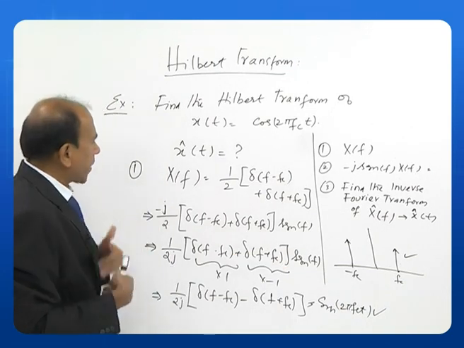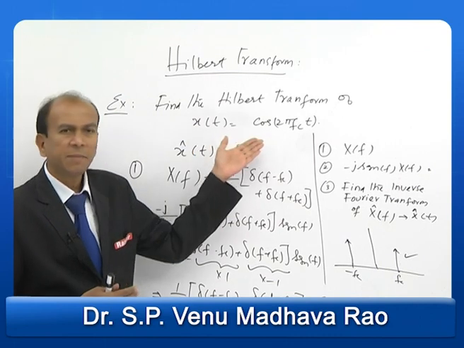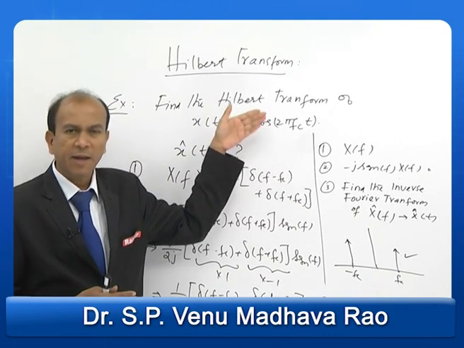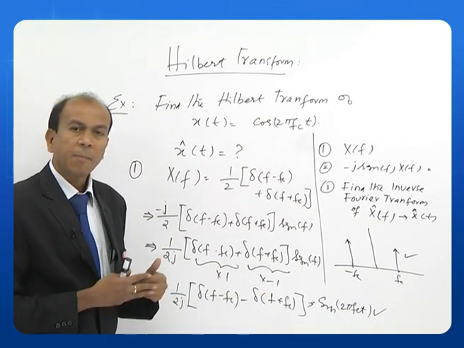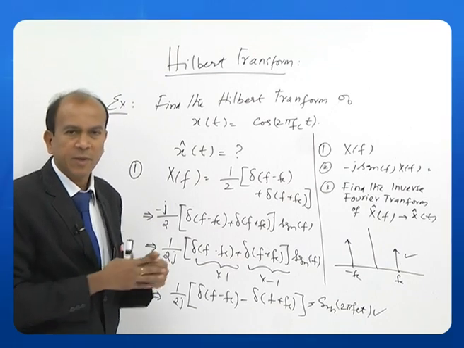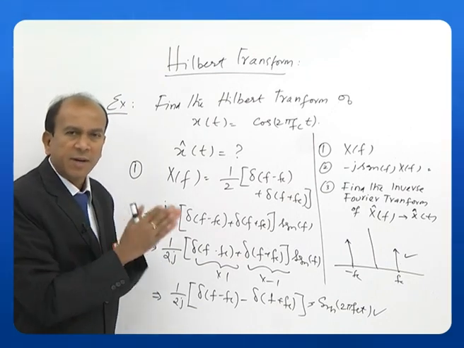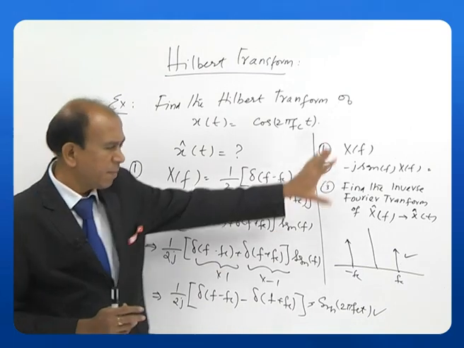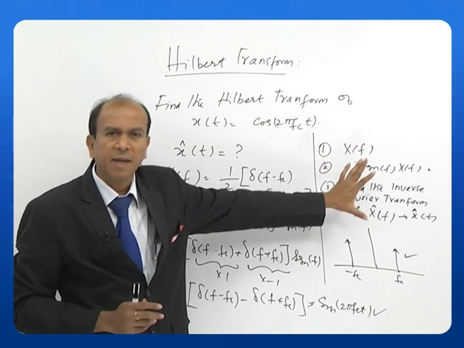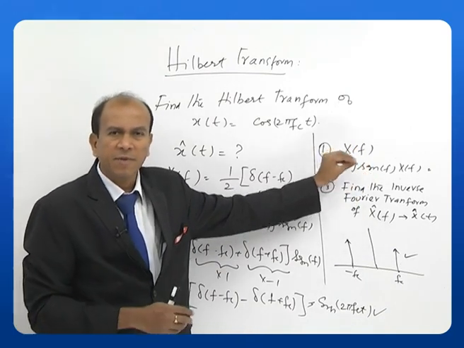Now, another question can be x of t equal to sine 2 pi fct. Then when I calculate the Hilbert transform of it, I will get minus cos 2 pi fct. So, this is how you have to solve Hilbert transforms. Remember these three steps. These three steps can help you in solving any problem given on Hilbert transform.